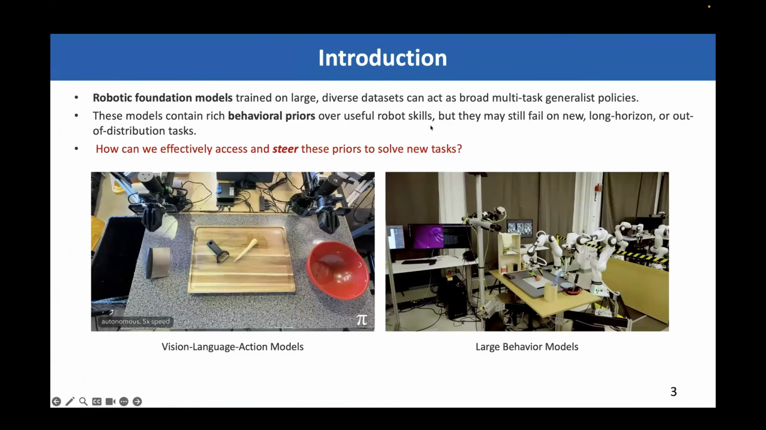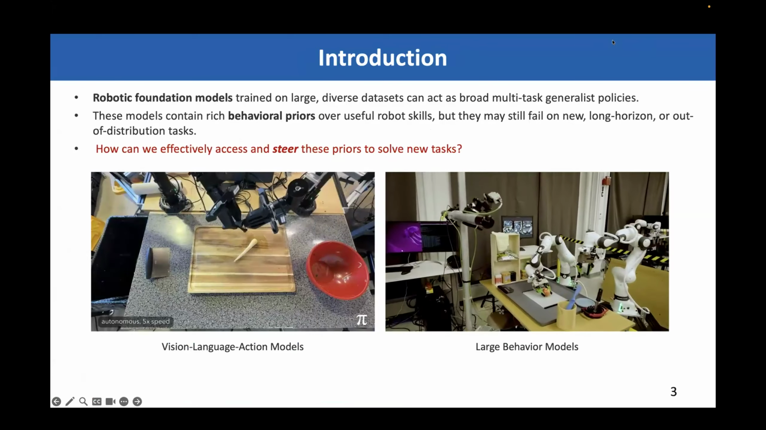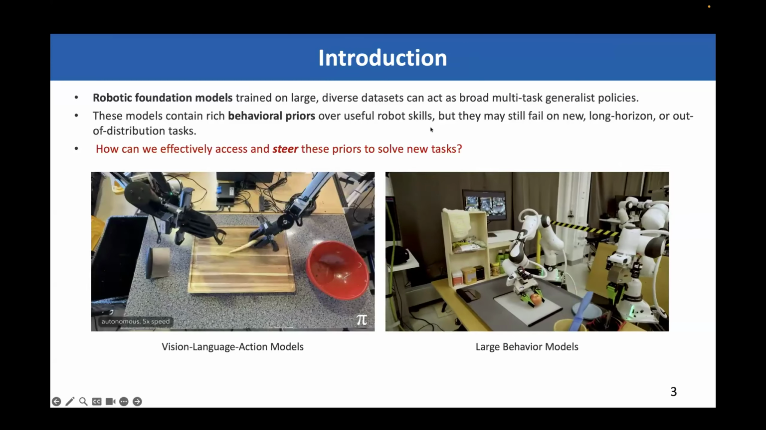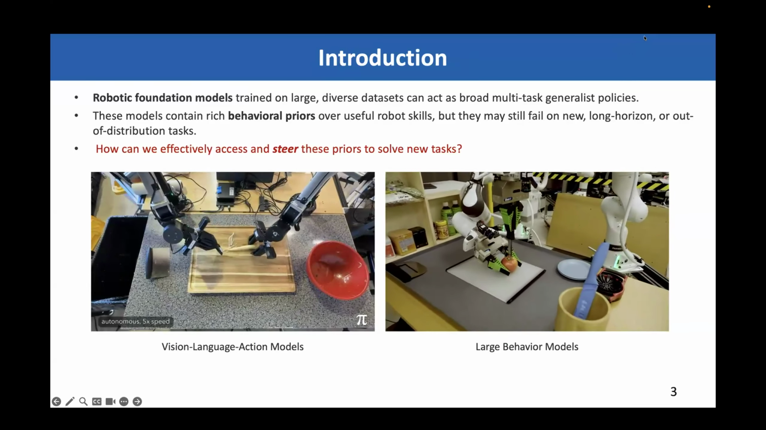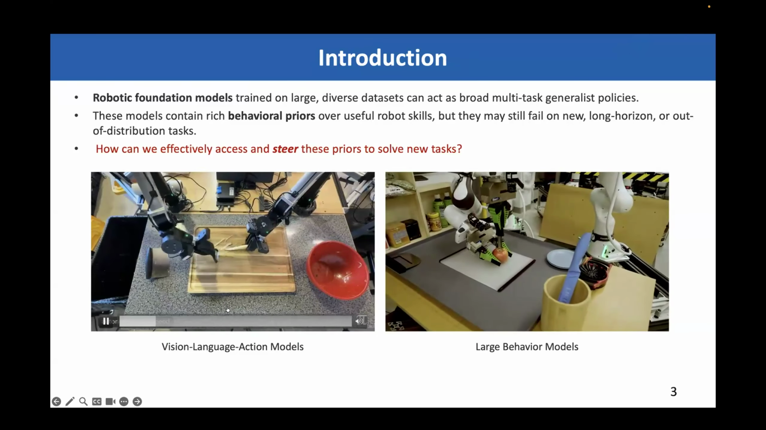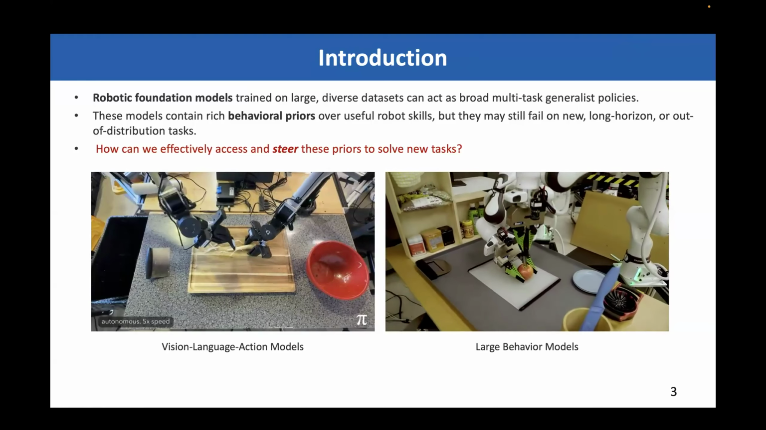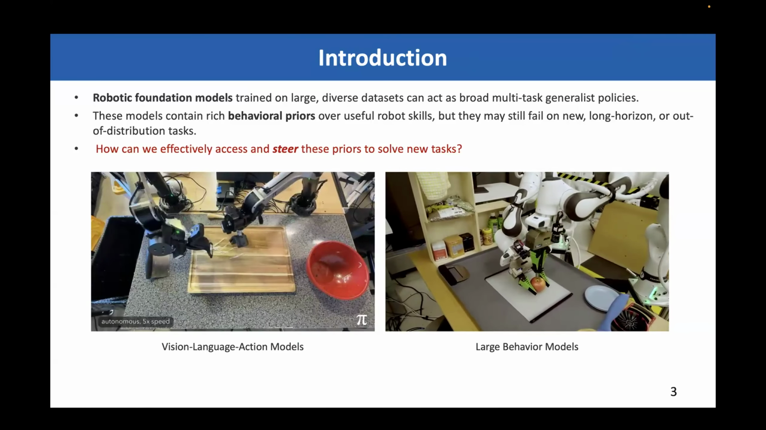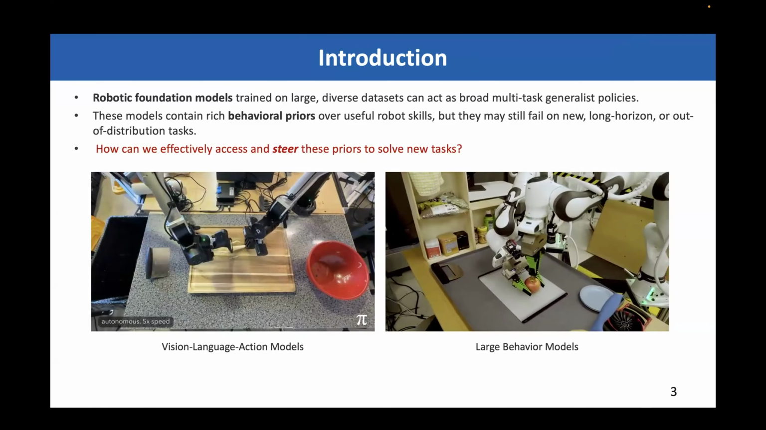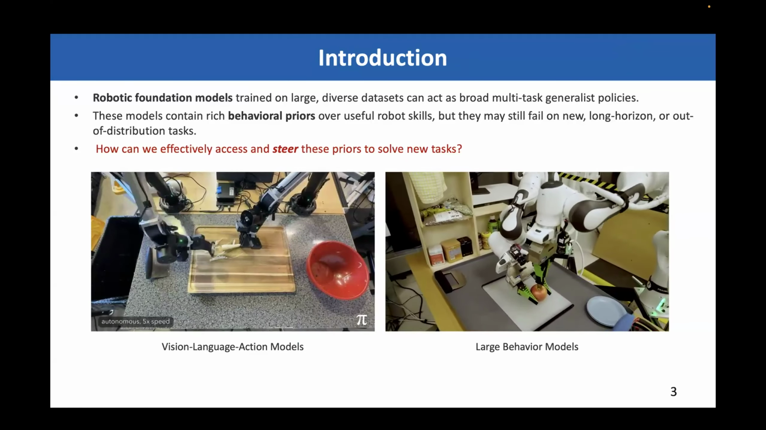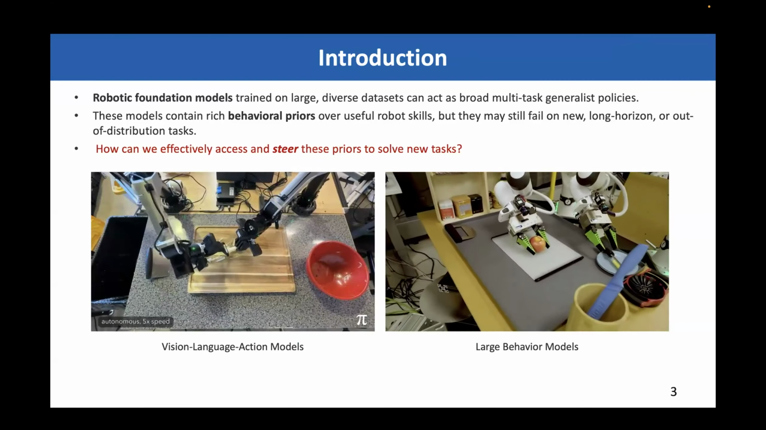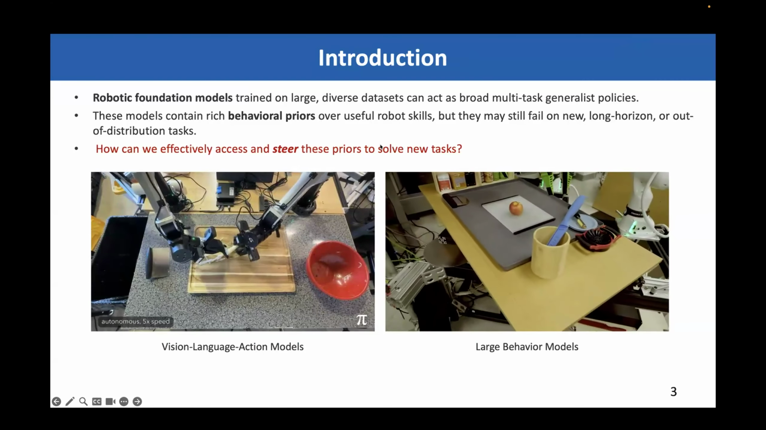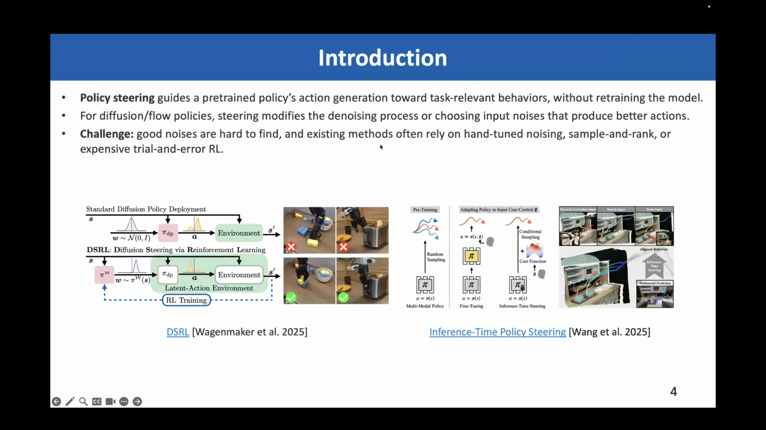So a bit of an introduction for this paper is that, as you may know, robotic foundation models are trained on large diverse data sets, and they are very general policies. And these models contain very rich behavioral priors over useful skills, but they may still fail on new tasks that are out of distribution. So how can we effectively access and steer these priors to be able to solve new tasks, for example, at test time?